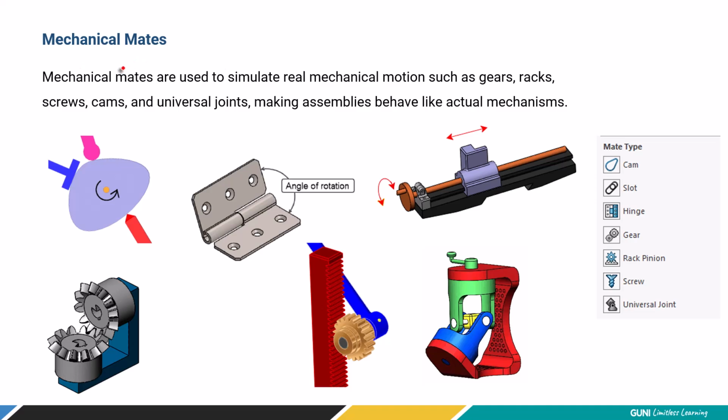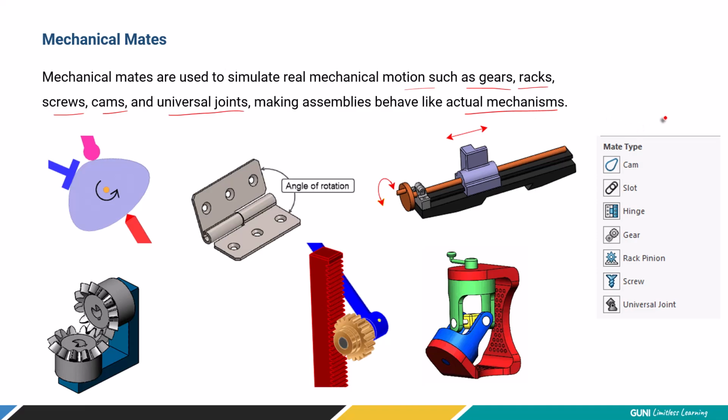Now let's talk about mechanical mates. As you can see from the images, mechanical mates are used to simulate real mechanical motions such as movement of gears, rack and pinion movement, rotation of screw, cam follower mechanism, universal joint. So mechanical mates will simply allow assemblies to behave like an actual mechanism.